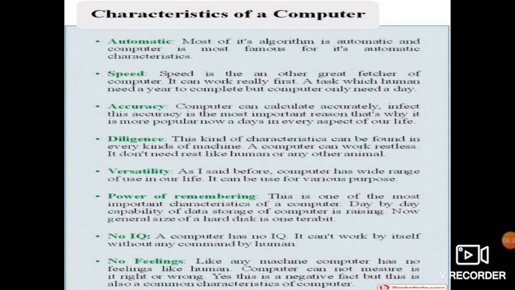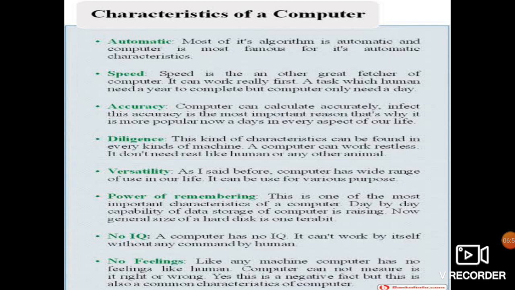Now versatility. Versatility means computer can do a variety of jobs. जैसे कि if we talk about a human being, some are good in painting, some are good in singing, some are good in dancing. But as computer is a machine, so it can perform variety of work, and all the work will be in a accurate, in a efficient manner.